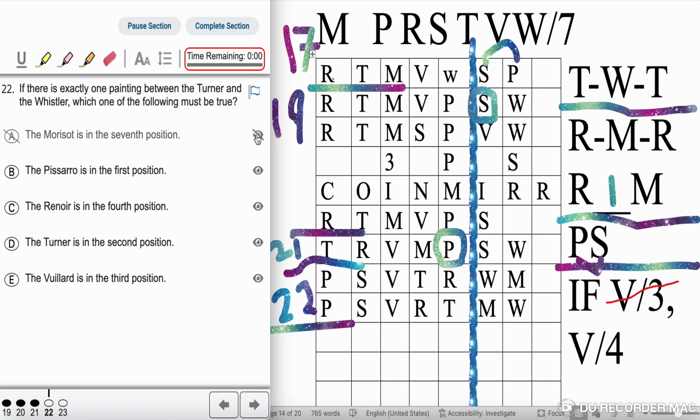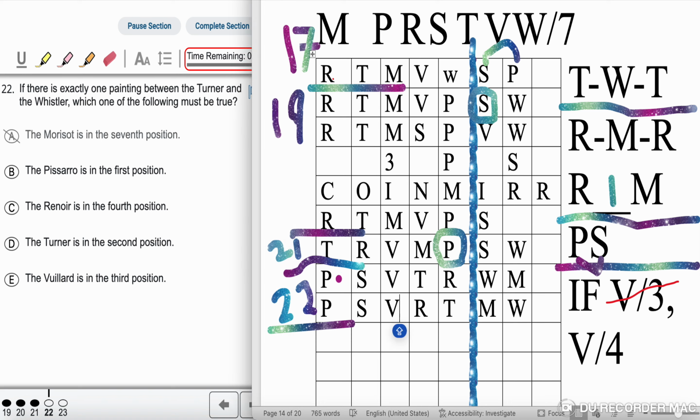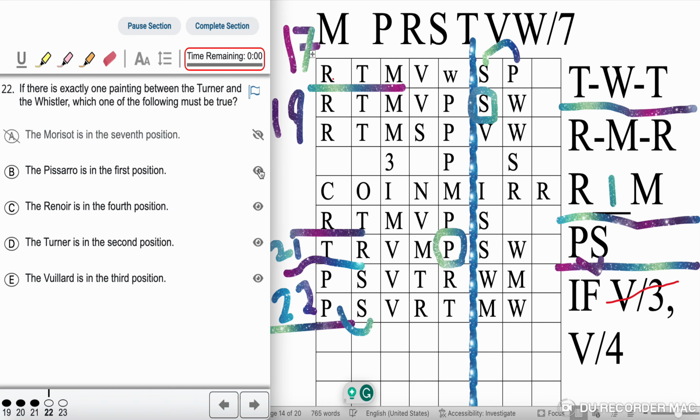P is in the 1st position. That can actually be rotated, because if you look at this game board right here, technically P and S can rotate, and they have the ability that S is in the 1st and P is in the 2nd. So go ahead and remove that one too. R is in the 4th position. You see the 1st one, it's in the 5th. So go ahead and remove that.